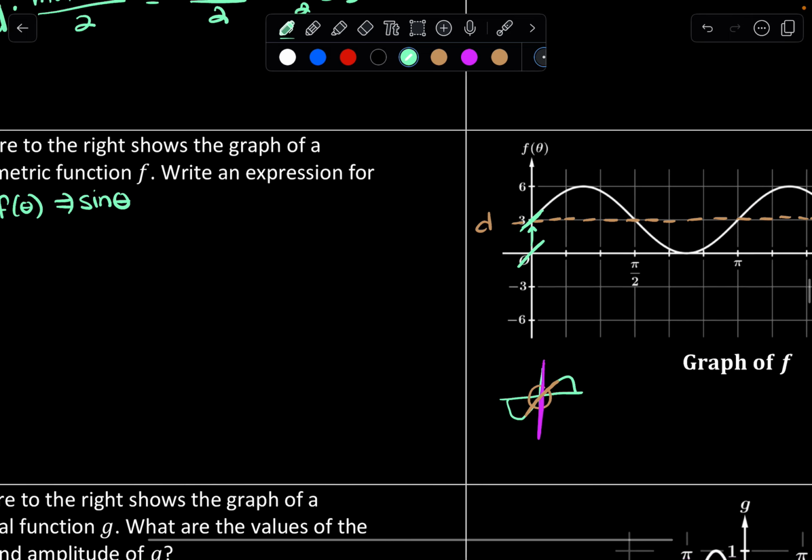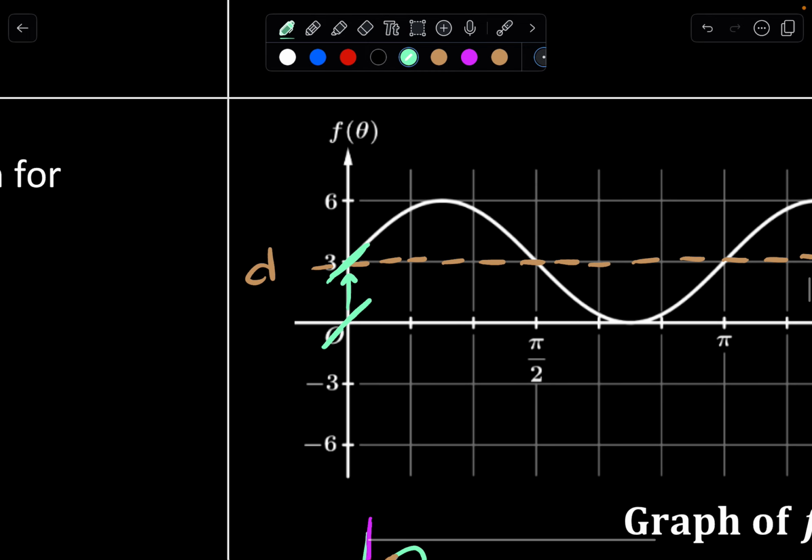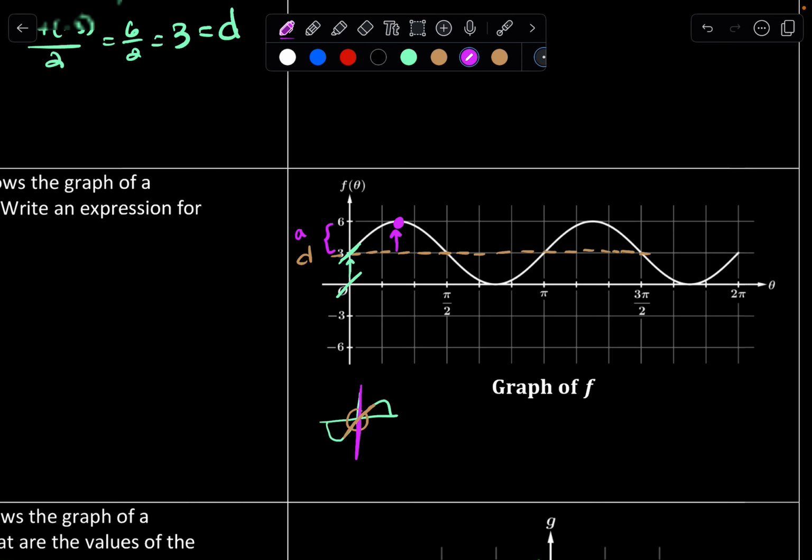Once you have the midline, the amplitude is pretty straightforward. Just look for a minimum or maximum that's nearby and look for the distance between the midline and the maximum. So I can see that my midline is 3, the maximum is at 6, therefore my A value is going to be 3.